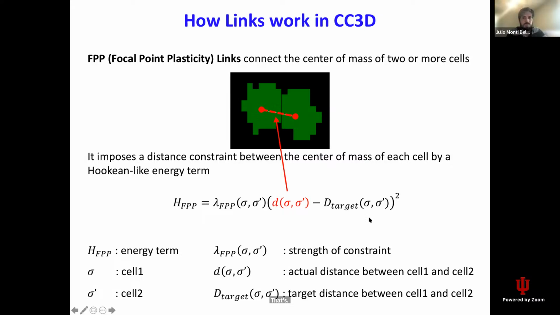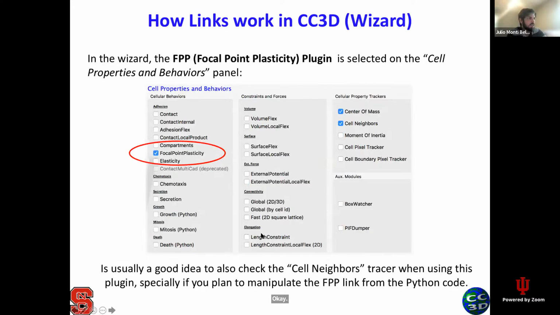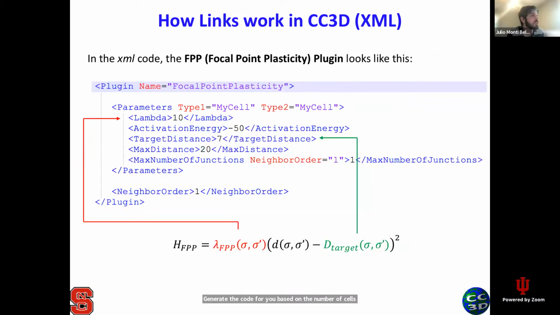Okay, so how can you implement that? If you are making a simulation from scratch, in the wizard in CompuCell3D, you just select focal point plasticity, and it's going to generate the code for you based on the number of cells you have. So the code at the XML level looks like this. You have the name of the plugin, focal point plasticity, and this middle code here sets the parameters for each cell type pair that you can have.